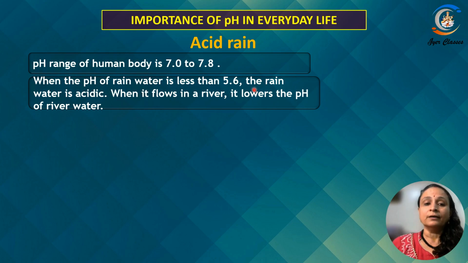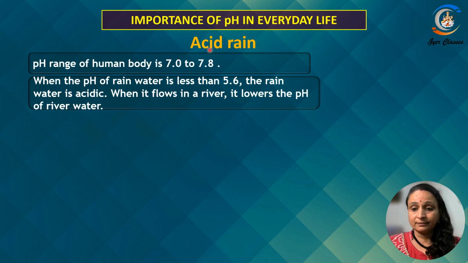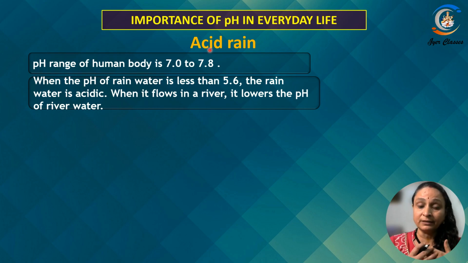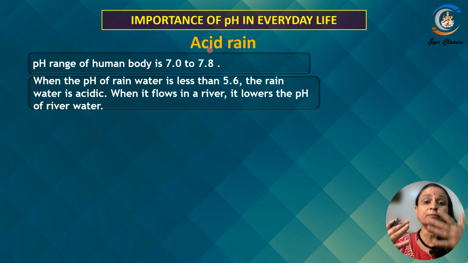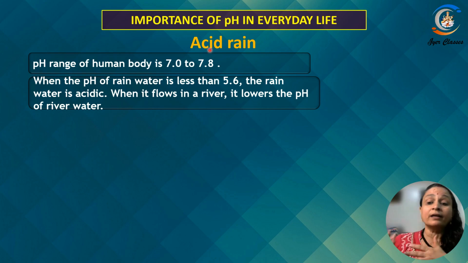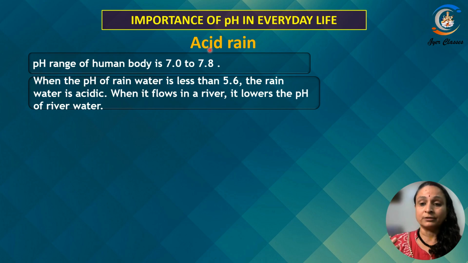Now this rainwater flows into the river. It lowers the pH of the river water, which means the river waters become acidic. This is going to affect the plants growing in the river. There are many fishes, frogs, and many other animals thriving in the river. All of these living things get affected by this acid rain. Their growth, reproduction, and health are affected.